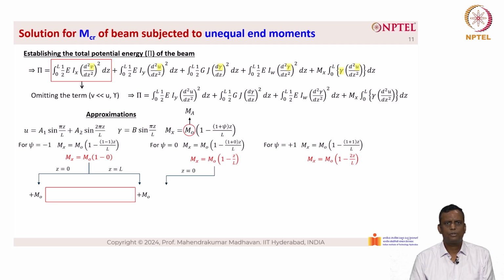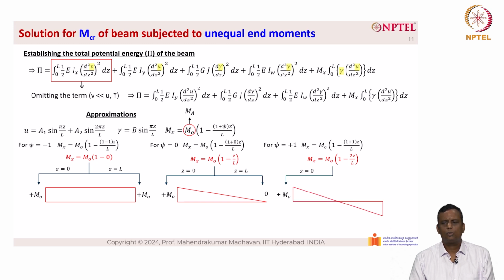For psi equal to 0, at z equal to 0, we have plus M0, whereas at z equal to L, the bending moment diagram becomes 0. So we have a linearly varying bending moment diagram. For psi equal to minus 1, at z equal to 0, we have plus M0, and at z equal to L, we have minus M0, leading to a bending moment diagram as shown in the figure. So for the first case, which is M0 critical, we have already derived it.